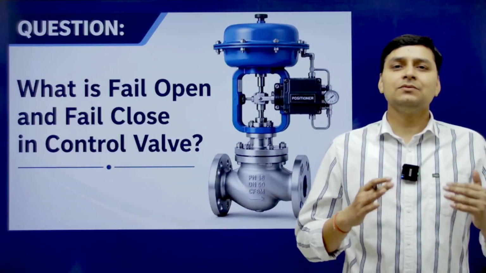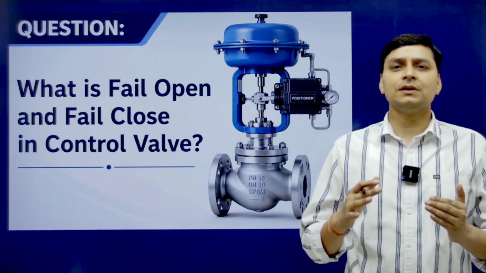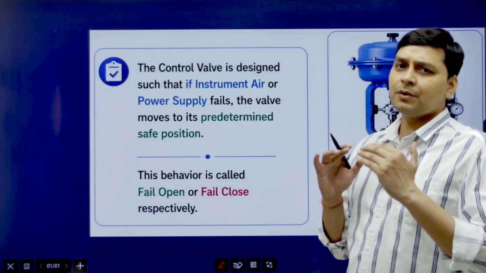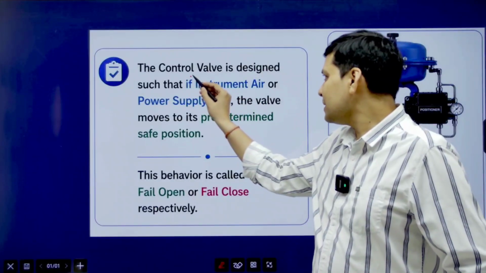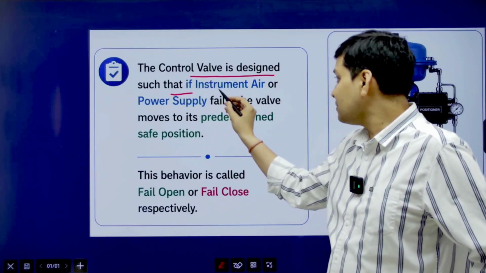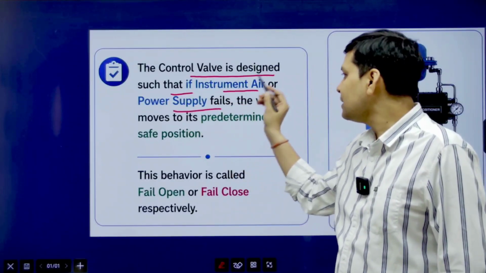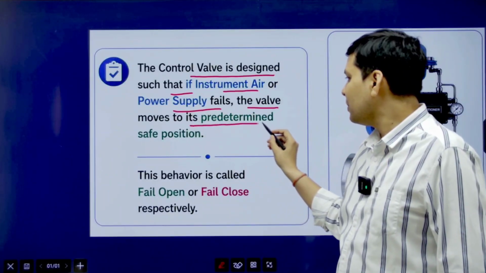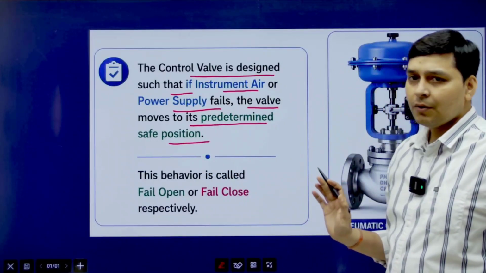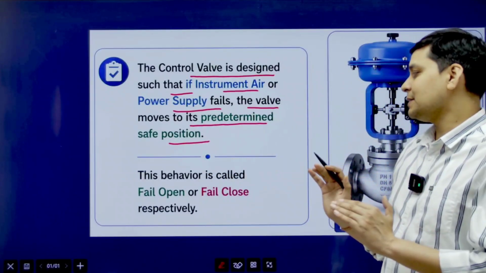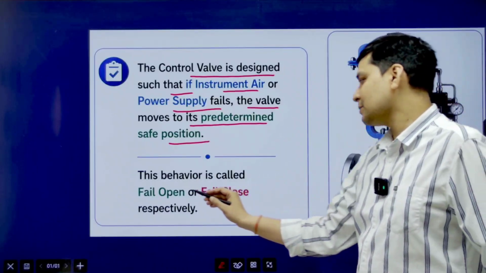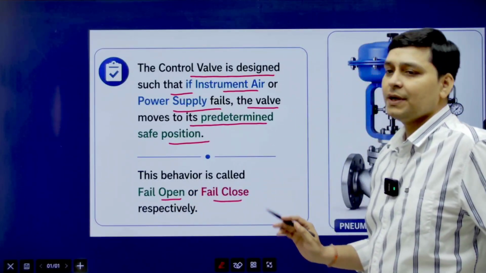Now we will discuss what are fail open and fail close control valves. Look friends, a control valve is designed such that if instrument air or power supply fails, the valve moves to a predefined safe position. This predefined safe position or behavior is called fail open or fail close.